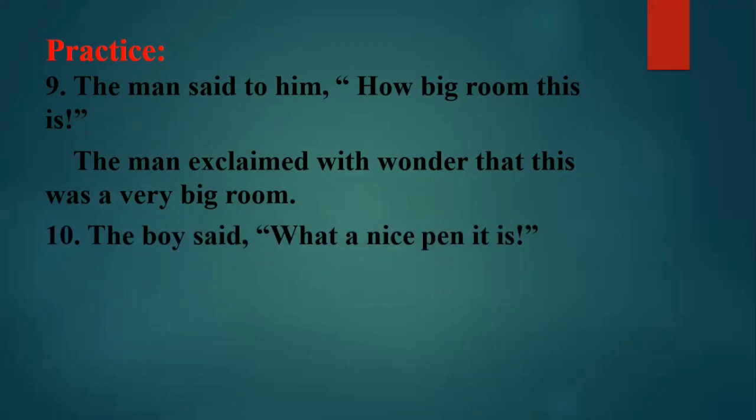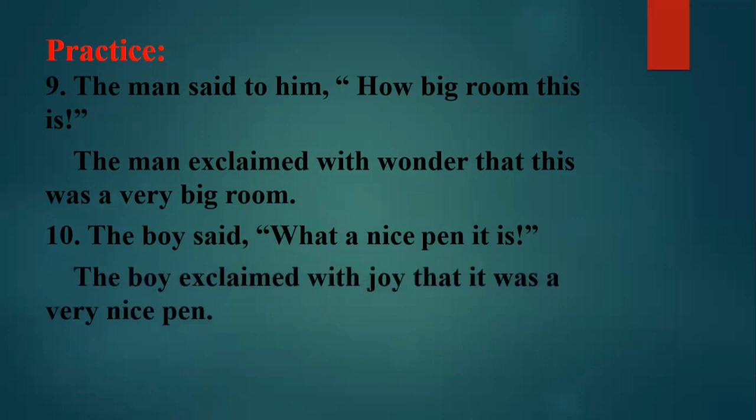The boy said, "What a nice pen it is." Okay, dear learners. So, what will be the indirect form? Can you guess? It is very much easy. Yes, this is the indirect form. The boy exclaimed with joy that it was a very nice pen. So, it expresses joy. That's why the boy exclaimed with joy that it was a very nice pen.